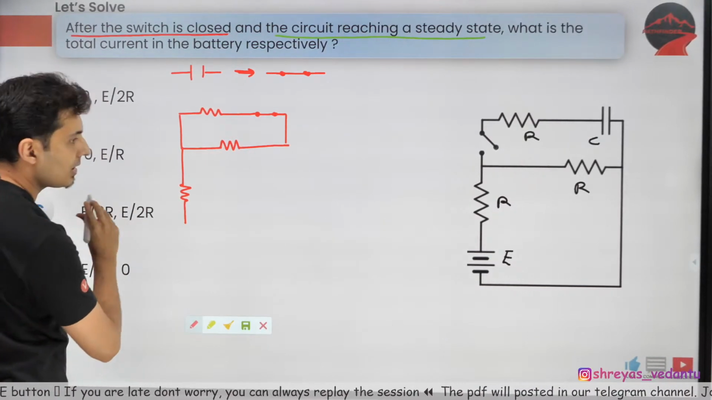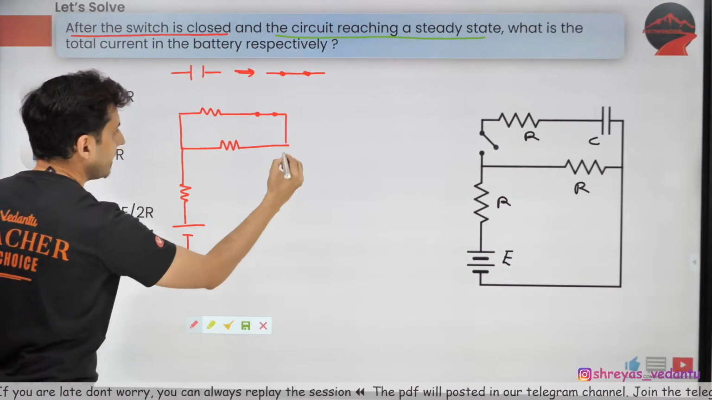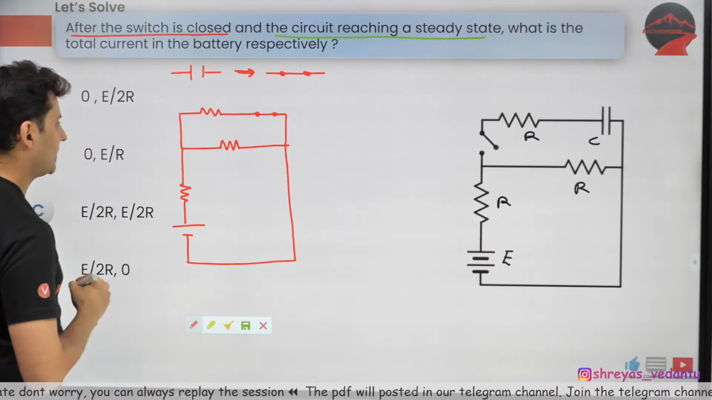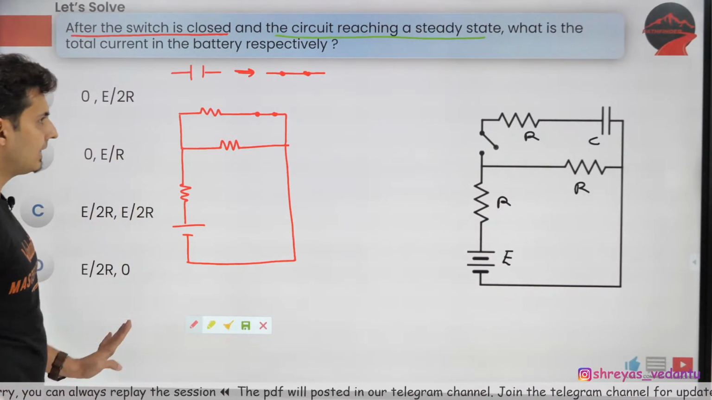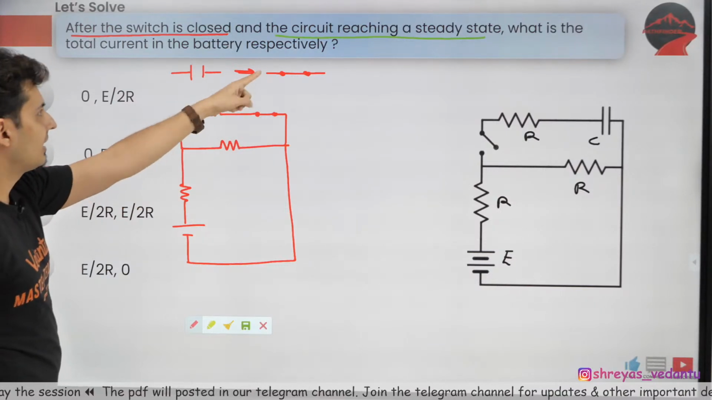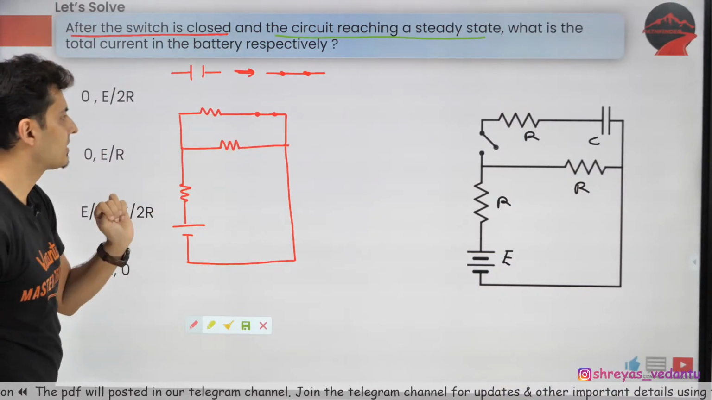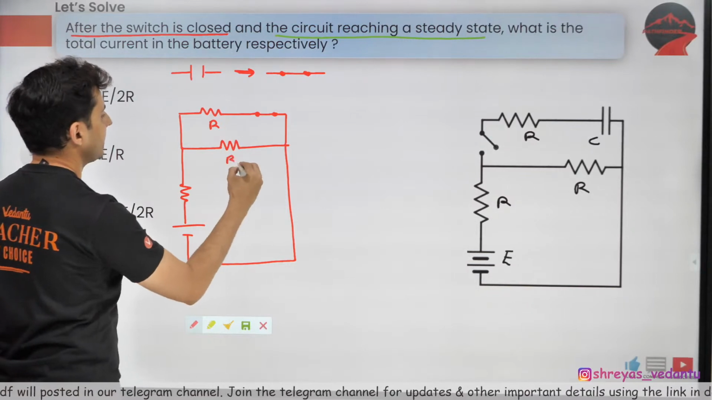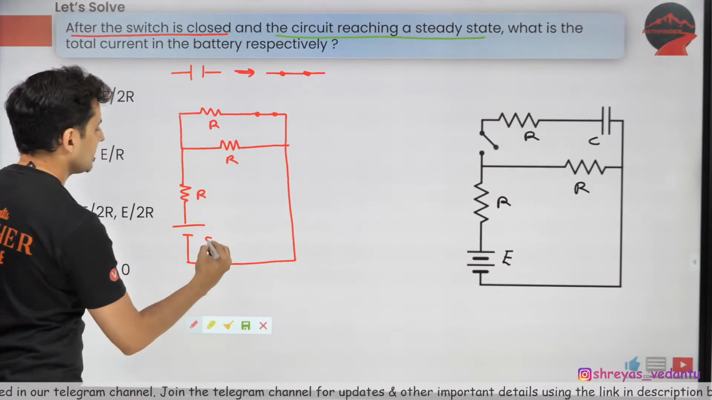I think these options are wrong, by the way. This battery, and yep, this is how it will look. This is how the circuit looks initially when you just connect it, because the capacitor behaves like a switch. This is R, this is R, this is also R, this is E.